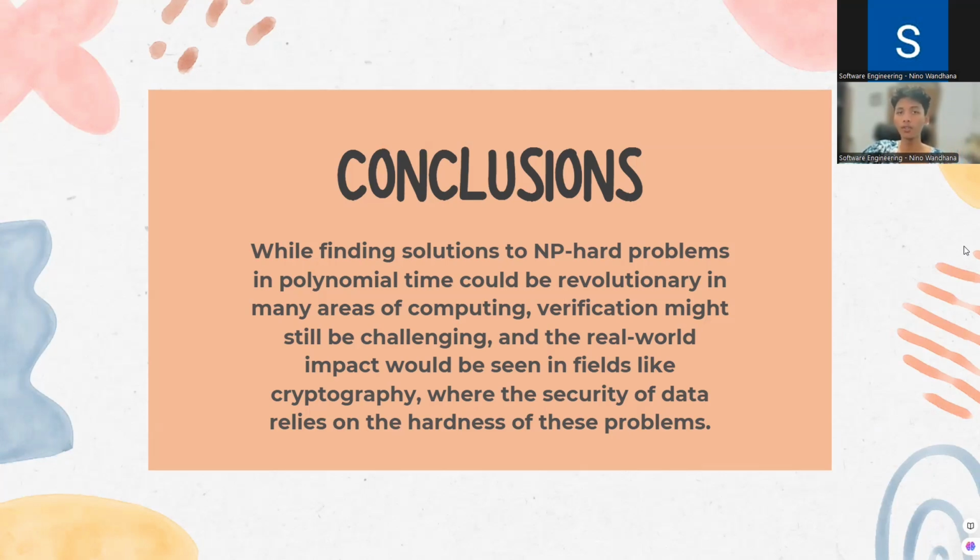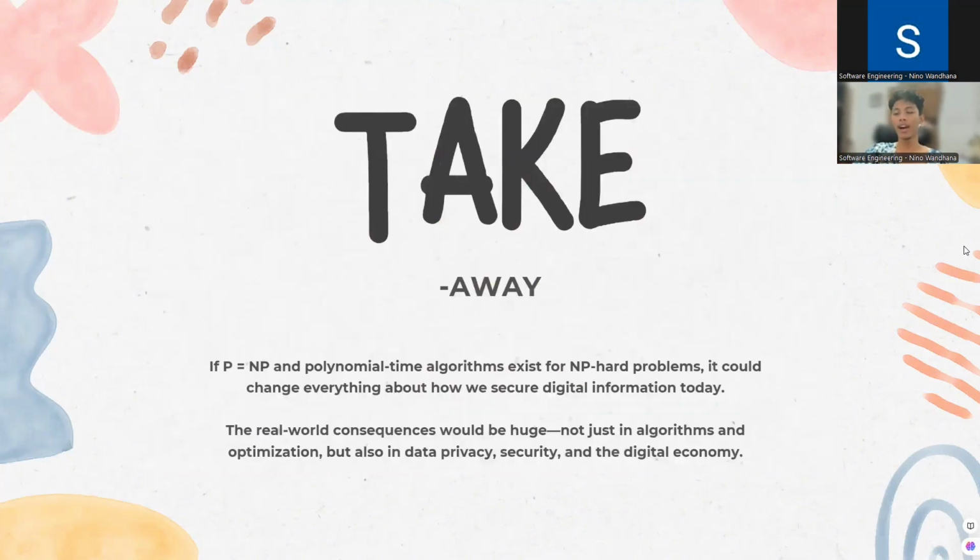Now, what we really need to remember is that, most importantly, the real-world impact would be profound in areas like digital security, as many cryptographic systems are built on the assumption that some problems are computationally infeasible. If these assumptions were to collapse, the security of sensitive information, financial systems, and global communications networks would be at very high risk. It highlights the delicate balance between theoretical breakthroughs and practical consequences.